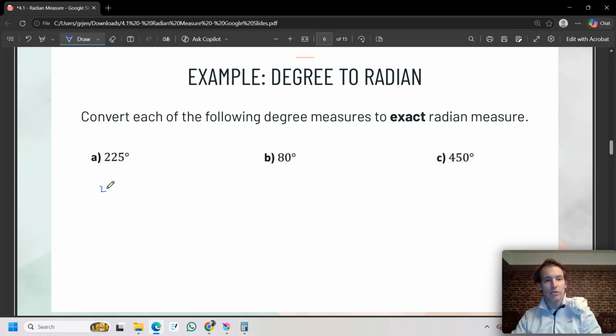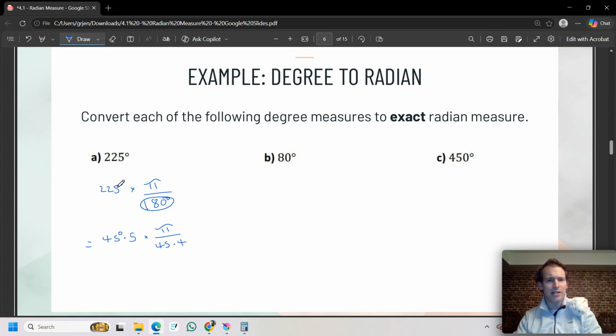All right, so I'm going to go 225 degrees, and I'm going to multiply. Oh, wait. I'll do one, and then you do the other two, okay? So we're going to pause in just a second. Get ready to try these. So 225, and I'm going to strip the degrees out, so I'm going to go pi divided by 180 degrees. There's my conversion factor. This is equal to 45 times 5 degrees, multiplied by pi over 45 times 4.